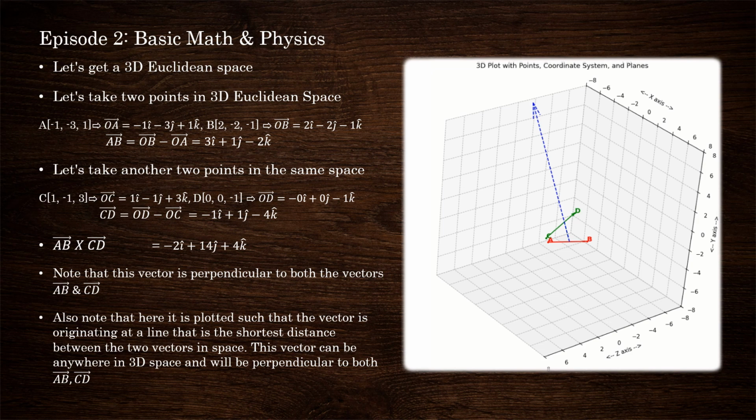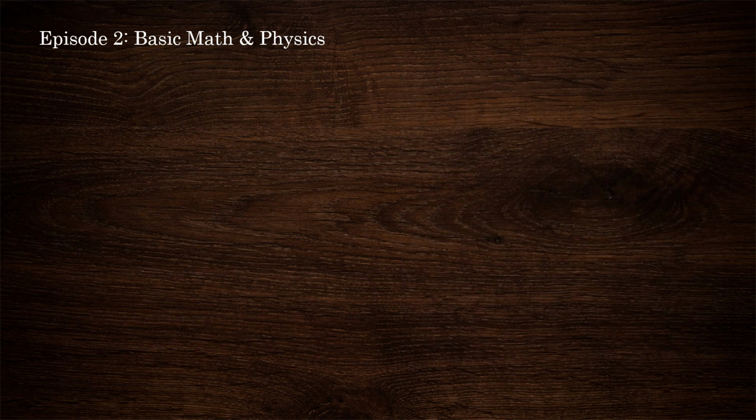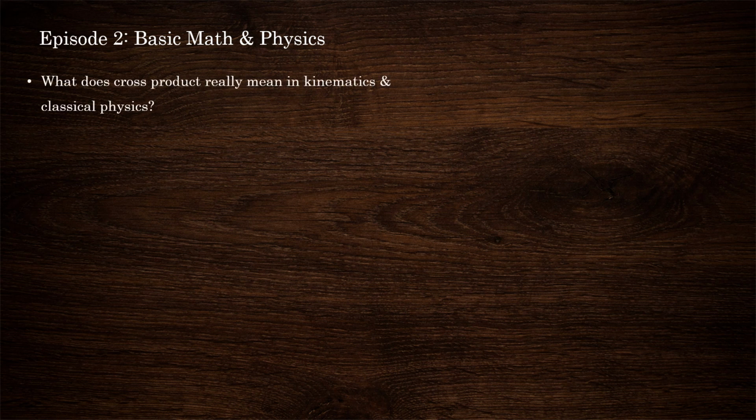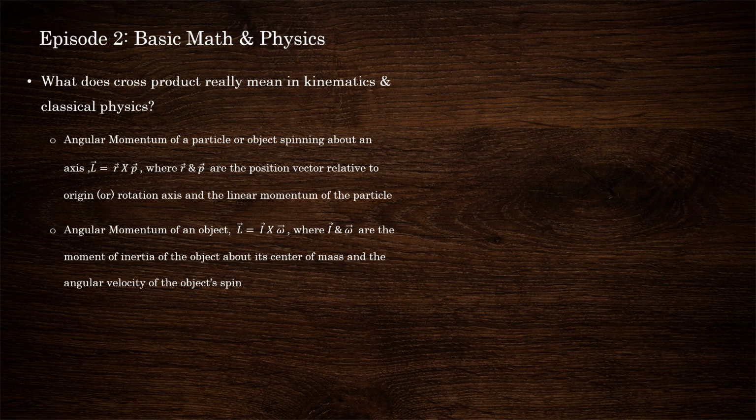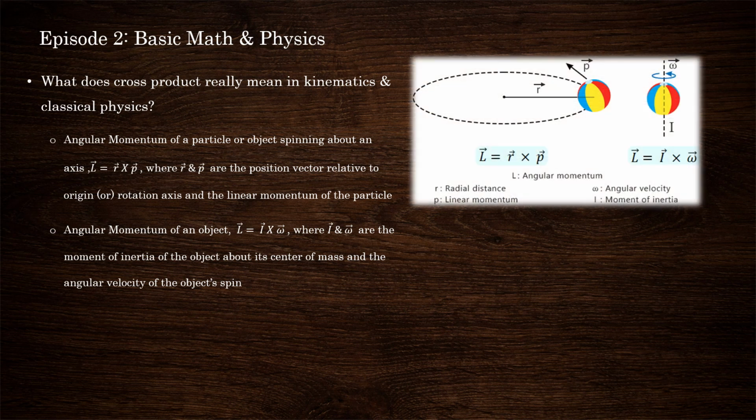So let's see what cross product really means in physics. In physics, in kinematics and classical physics, cross product is used for obtaining multiple things. I'm going to give some examples here. Angular momentum of a particle is defined as the cross product between R, where the object is rotating relative to an origin or a rotation axis, and the linear momentum. So R crossed with P. What does this actually mean? Let's look at it in different depictions.